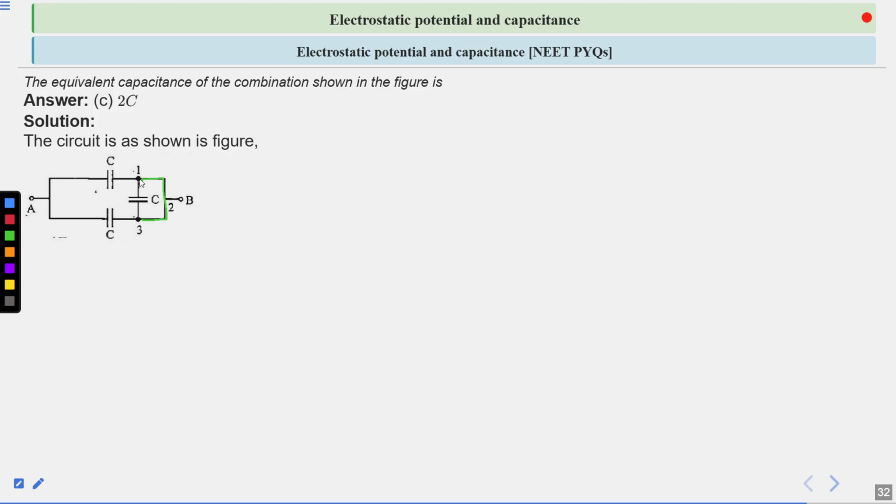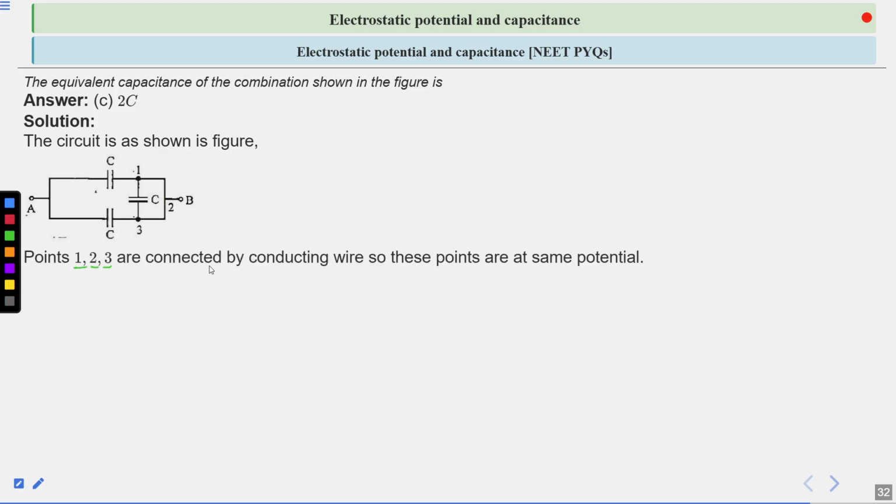Since this wire is connected in parallel to this capacitor, the potential difference on these two points will be the same. The potential at 1 and the potential at 3 are the same, so the potential difference between these two points will be 0. Since the potential difference is 0, and Q is equal to CV, the charge stored will be 0. Points 1, 2 and 3 are connected by a conducting wire, so these points are at the same potential.